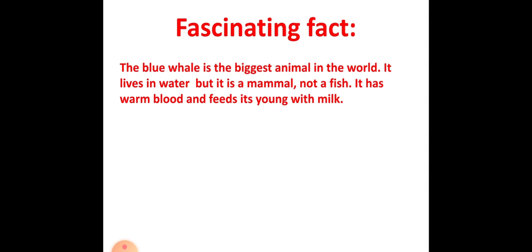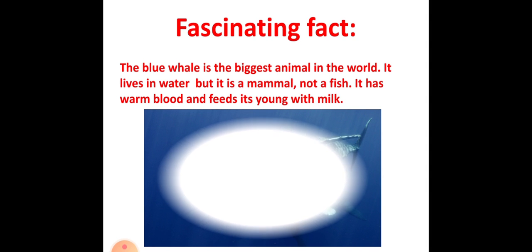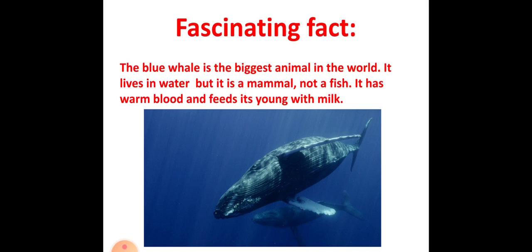Fascinating fact: the blue whale is the biggest animal in the world. It lives in water, but it is a mammal, not a fish. It has warm blood and feeds its young with milk. So whale, not a fish, but it is a mammal.